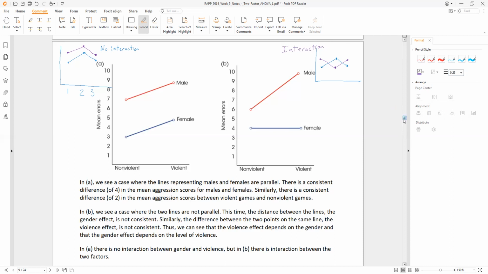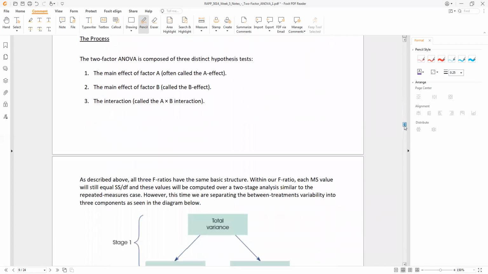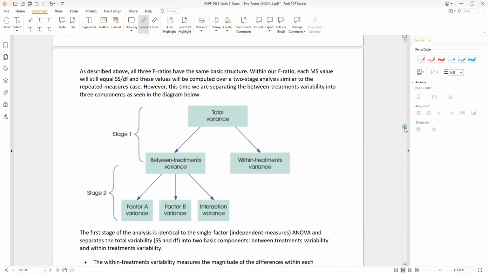All right, so I think that's clear now what the interaction is, right? And so now we're going to be doing this two-factor ANOVA where we have these three different hypothesis tests. And if you look down here in this picture, this is what's happening, right? We have the total variance goes to between and within like usual, right? And if you remember last time we talked about how the within could be split up into between subjects and error, and we would do that for a repeated measures. With repeated measures, it's the within treatments that get split. But for the multi-factor ANOVA, what happens is the between treatments get split.